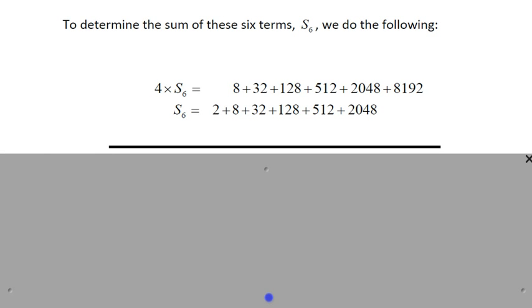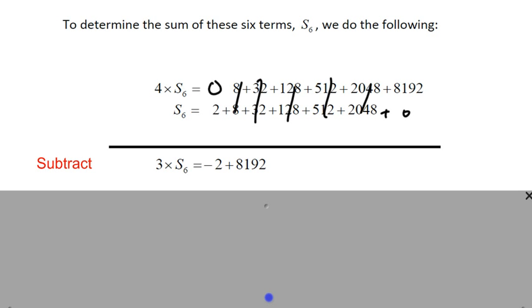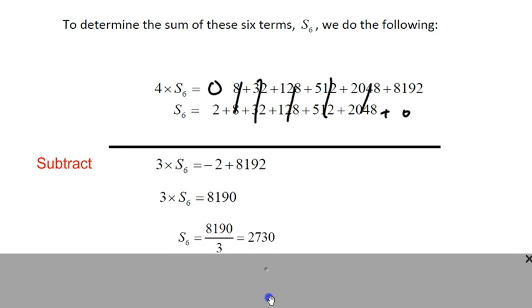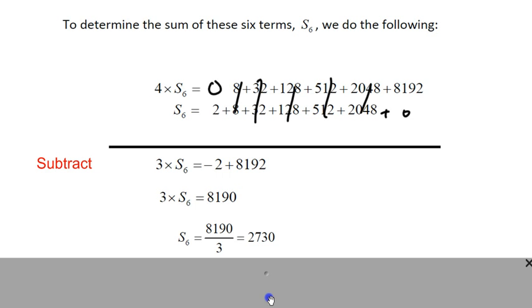We got 0 minus 2, which is negative 2. You think of a 0 being there, right? And we've got 8192 minus 0, which is 8192. So we subtract, and we end up with 3S6 is equal to negative 2 plus 8192. We work that out. So 3S6 is 8190, and S6 is 8190 over 3, or 2730.